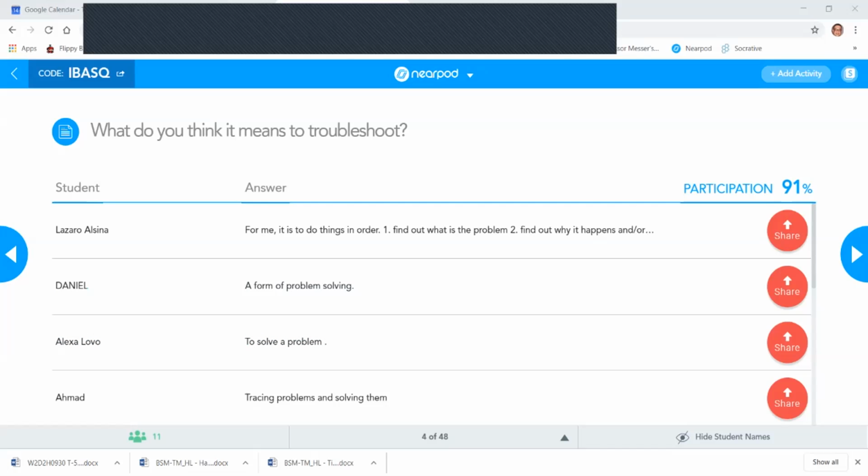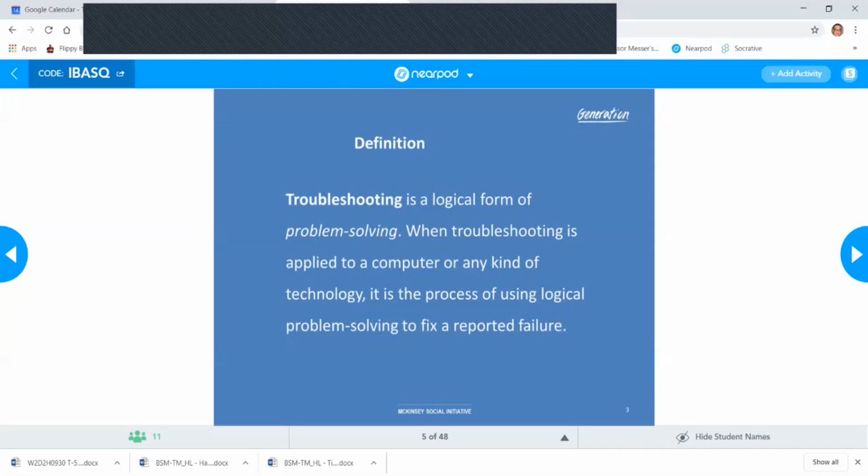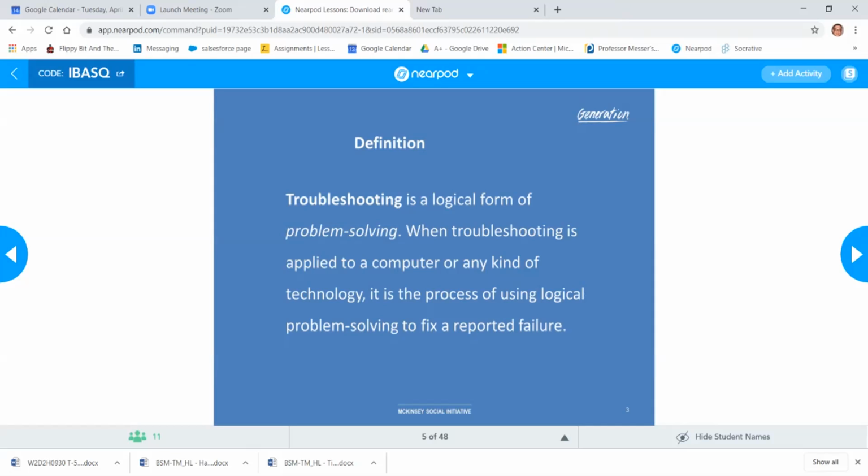It can be from just a simple thing as a failure of a CPU fan. It can be more complicated issues with the actual motherboard. But ultimately, troubleshooting is a logical form of problem solving. When troubleshooting is applied to a computer or any kind of technology, it is the process of using logical problem solving to fix a reported failure. Key word is reported failure. We don't go and start trying to create other issues by trying to determine what we believe is some other type of problem. We try to concentrate on exactly what was reported and fixing that issue.